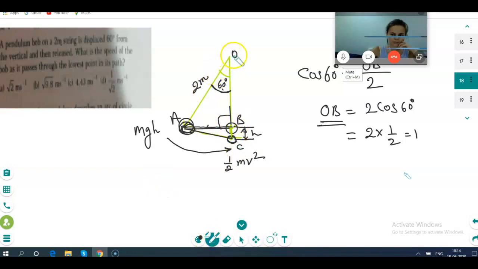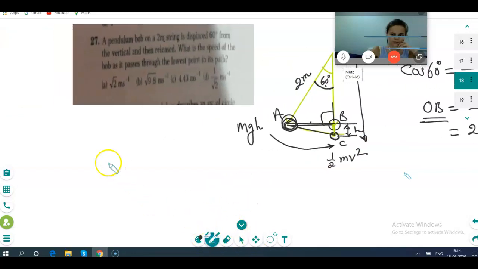BC, the total length is 2 because it is the radius, correct? Same it is the radius. Is it clear? Yes, because the pendulum is just moving from here to here. So it's going to be 2 minus 1, which is 1. So what is the energy at this point A? The energy is m times g times 10 times 1, correct?